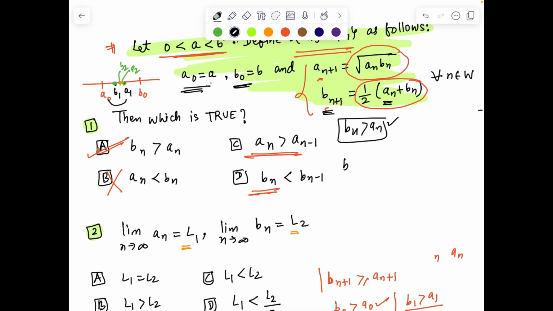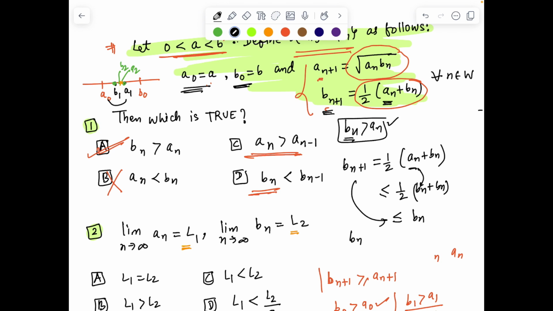So if I consider B(n+1), which is half of An plus Bn, and we know since Bn value is more than An, this will be less than or equal to half times Bn plus Bn, which makes this less than or equal to Bn, right? And this follows directly from the AM-GM inequality.